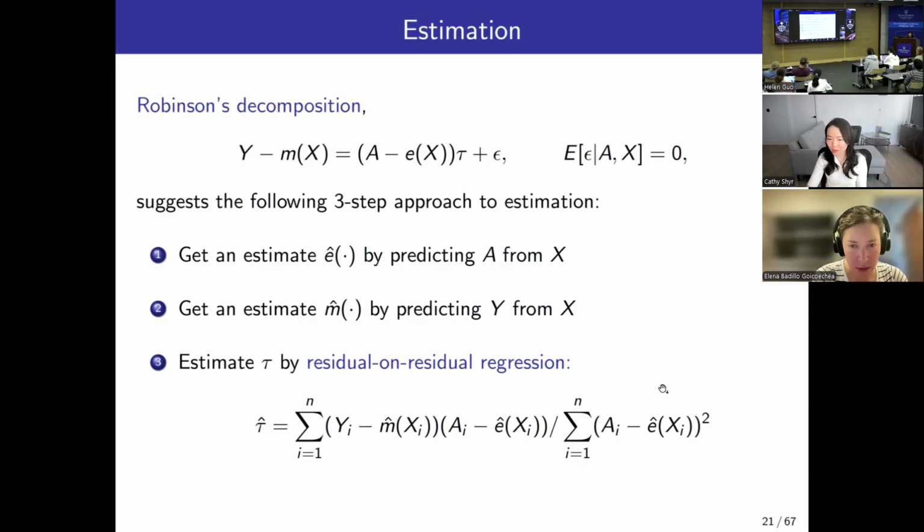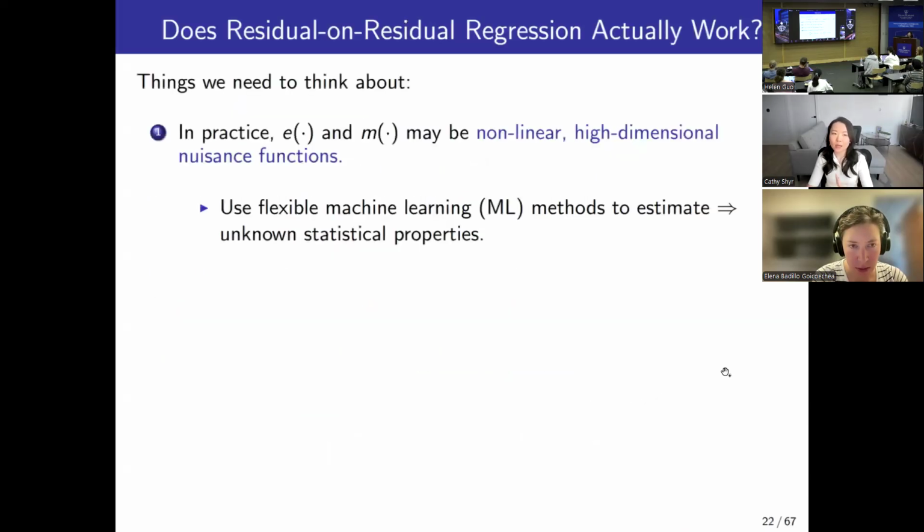So this seems intuitive so far, right? But I think the question here is, does residual-on-residual regression actually work? There are a couple of things we need to think about. First, in practice, e and m, which are the nuisance functions, may be nonlinear and high dimensional. We can use flexible machine learning methods to estimate them. However, that may lead to tau hat having unknown statistical properties.